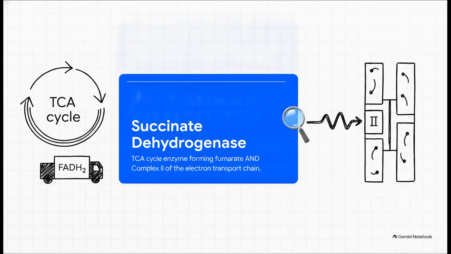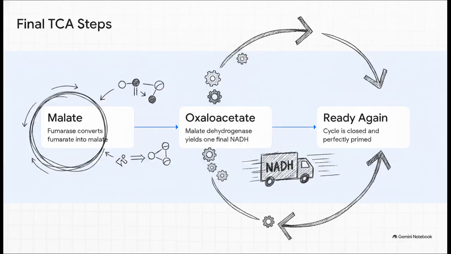It's an enzyme participating right here in the TCA cycle, but it is also complex 2 of the electron transport chain. It's literally embedded in the mitochondrial membrane. This is a physical, tangible connection bridging the TCA cycle directly into the next major pathway we'll be studying. It is metabolic architecture at its absolute finest. Let's finish up the wheel and bring it all the way home.